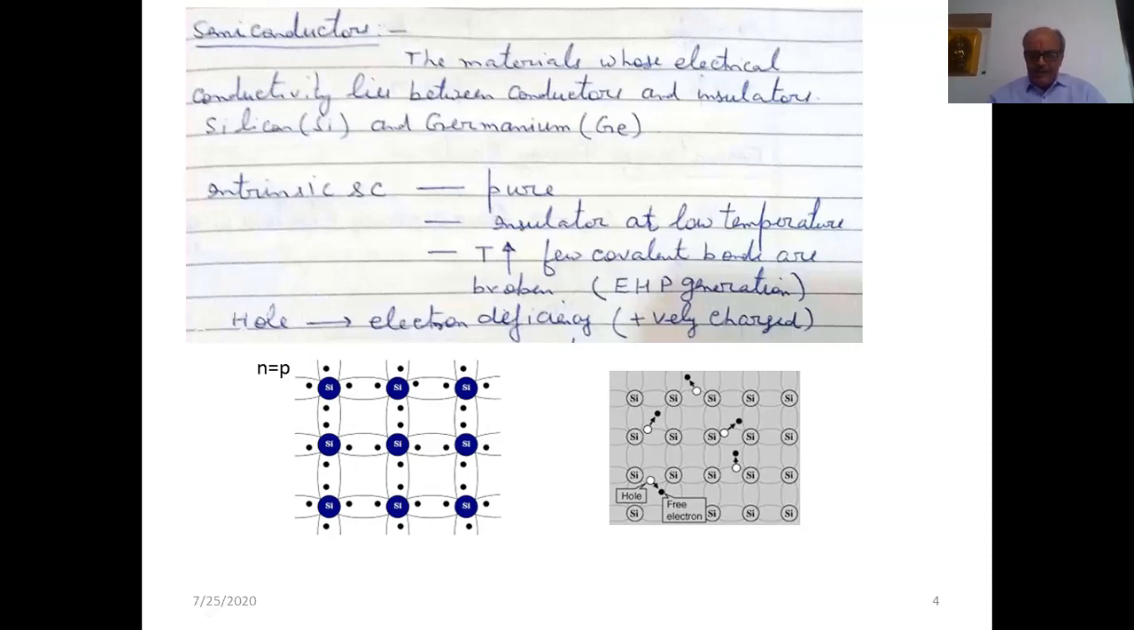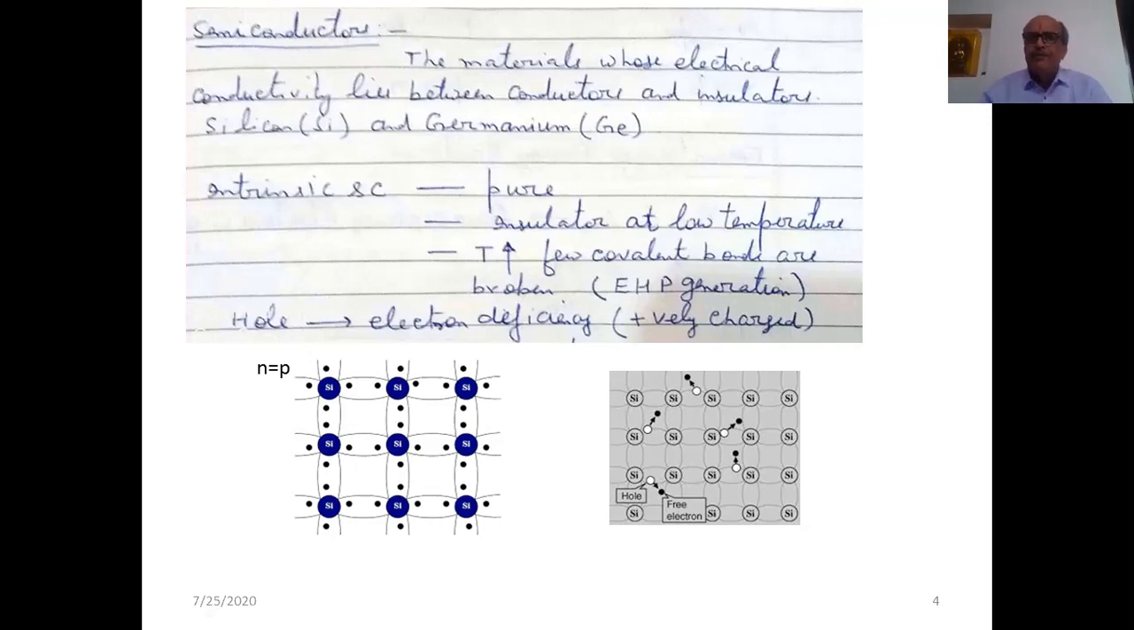Now coming to the insulators, they are not conductors of electricity, but in between we have a third class of materials also, that is called semiconductors. There are several ways of defining the semiconductor. The most important definition is that these are the materials whose electrical conductivity lies between conductors and insulators. That means they are better conductors than insulators, but worse conductors than the conductors, and silicon and germanium are well-known examples of the semiconducting material.